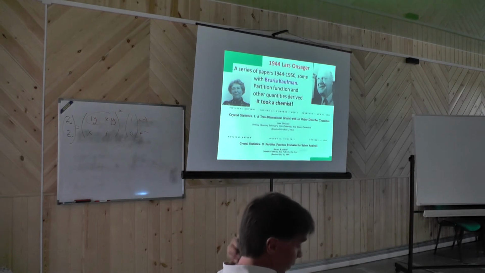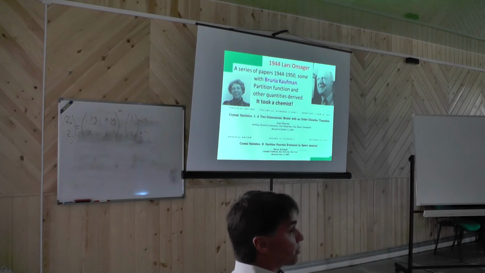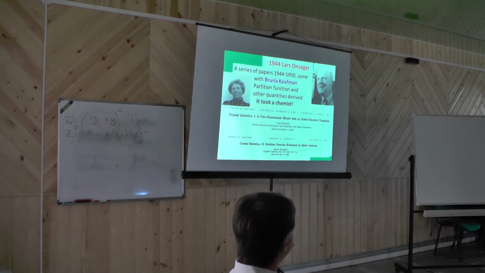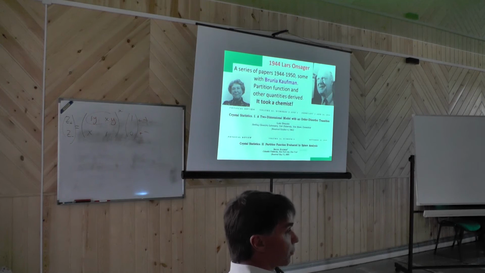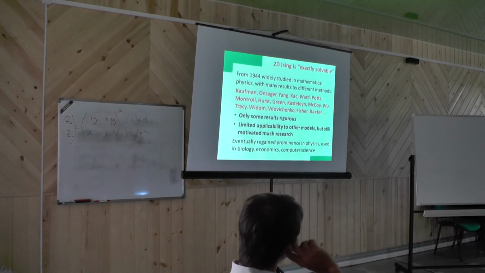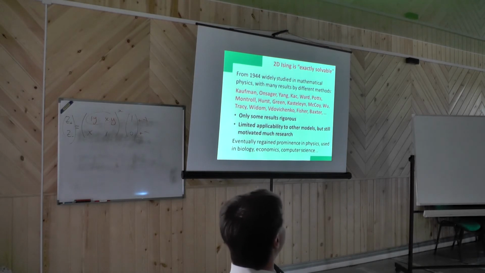But the shocking thing came in 1944, and not from a physicist or mathematician, but from a chemist, Lars Onsager, famous for his reciprocity law and the Nobel Prize for that. He wrote a series of papers, some with Bruria Kaufman, and Kaufman also wrote a paper alone, where they actually calculated the partition function for a square lattice, its asymptotics, and many other things, and it became an avalanche of results. So basically the bottom line is that the two-dimensional Ising model is exactly solvable.